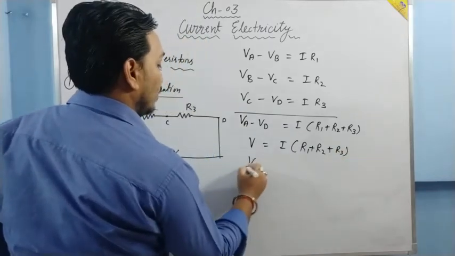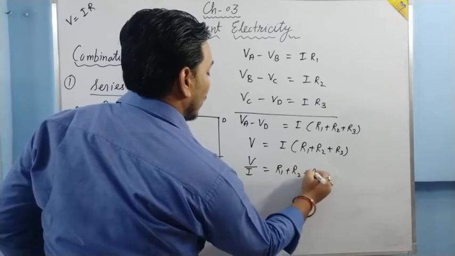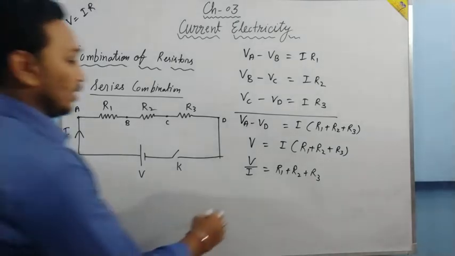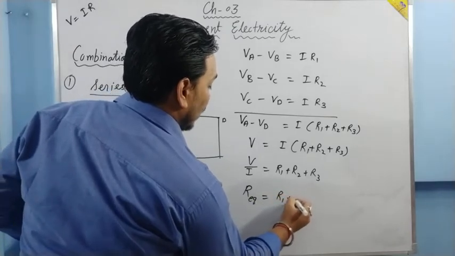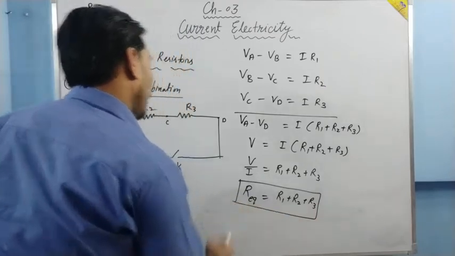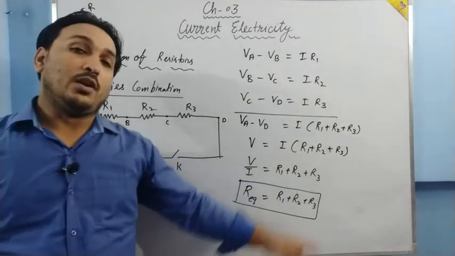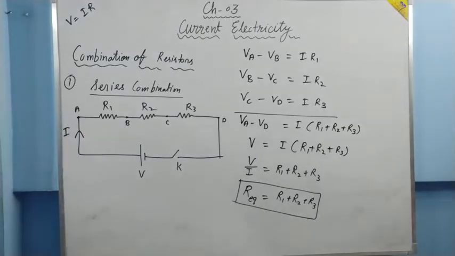I is transferred to this side. V upon I is R1 plus R2 plus R3. V upon I is total resistance. Total voltage upon total current is total resistance, which is R equivalent is equal to R1 plus R2 plus R3. Is it clear? So in series combination, we calculate the equivalent resistance by this formula.